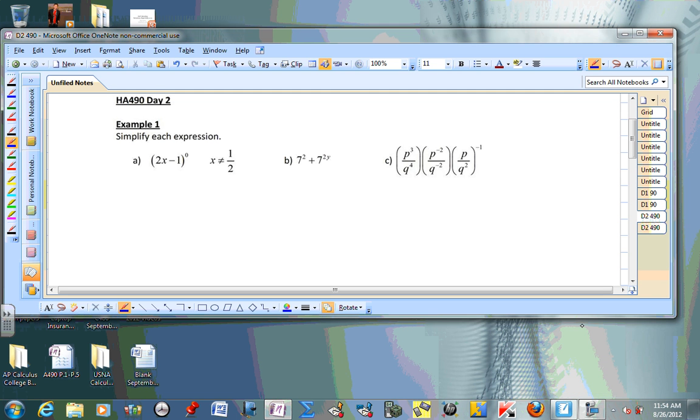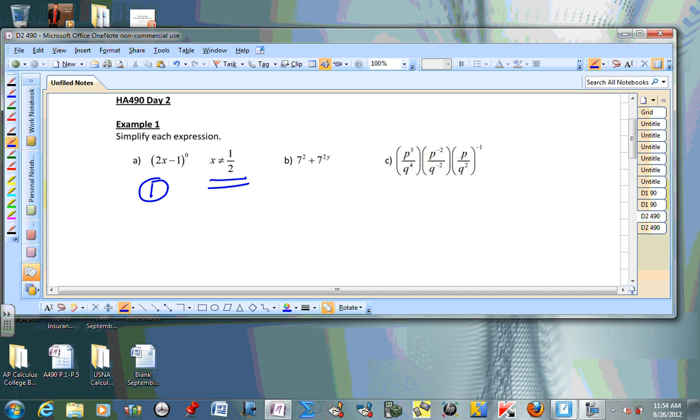In example 1, we're going to look at some expressions to be simplified. In part A, it looks like we have some base being raised to a 0th power. Remember that anything to the 0th power is 1, as long as that base is not equal to 0. So if you take a look, they give us a little disclaimer here.